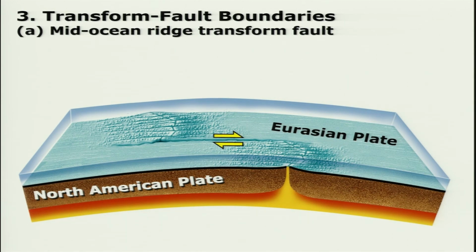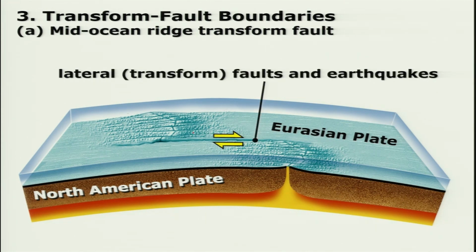Then comes another one, the third one, the transform faults. So, the best example of transform fault is the mid-Atlantic ridge and the mid-oceanic ridges, and in between you have the transform faults. So, which behaves like there will be movement in a lateral fashion, and of course the earthquakes will be all shallow earthquakes here.